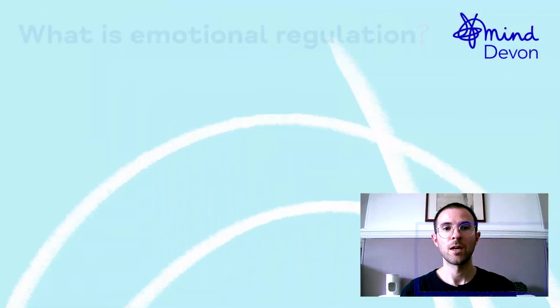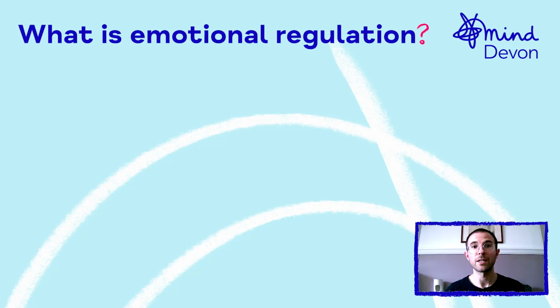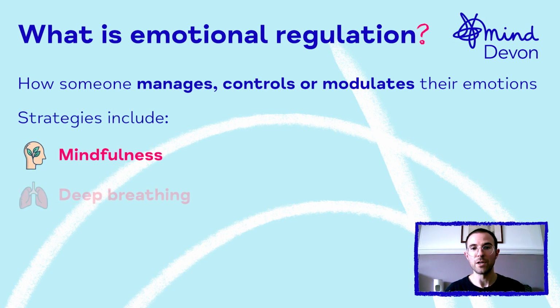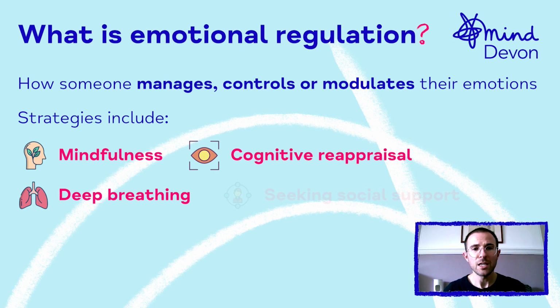Now that we have defined emotional dysregulation and have identified some of its possible causes, let's turn our attention to emotional regulation. Emotional regulation, also referred to as emotion regulation, is the process by which individuals manage, control, or modulate their emotions. It involves a range of strategies and techniques that people use to understand, cope with, and adjust their emotional responses to various situations. These strategies can include mindfulness, deep breathing, cognitive reappraisal, and seeking social support to either enhance or diminish the intensity and duration of specific emotions.